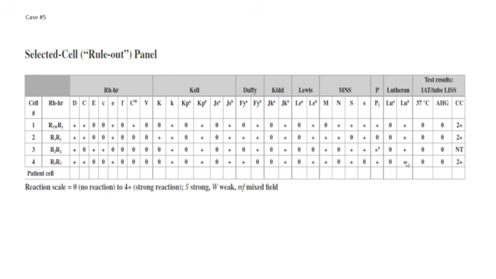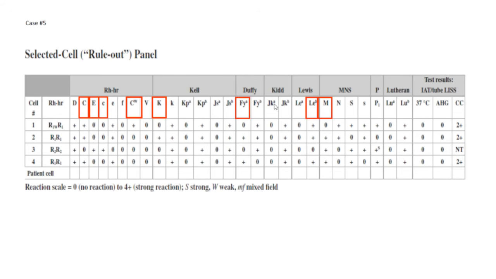So here we're doing a selected cell rule-out panel because remember, on many cells we couldn't rule out many antigens. And what are we selecting for here? So we're selecting for the ones that were negative. Right. So we're selecting for the JKA negative cells because we want to rule out specificities to the other antigens that we could not rule out, including the big C, the big E, the little c, the CW, the Kel, the big K, the Duffy A, Lewis B, and the M.